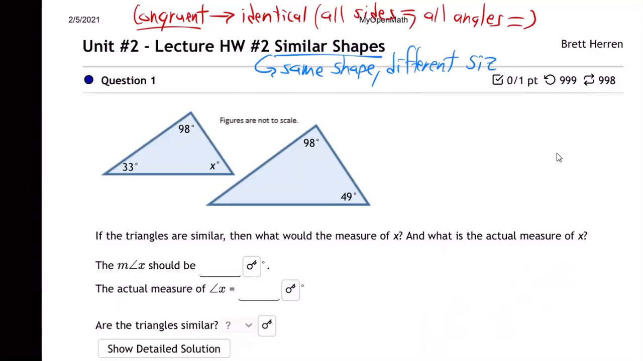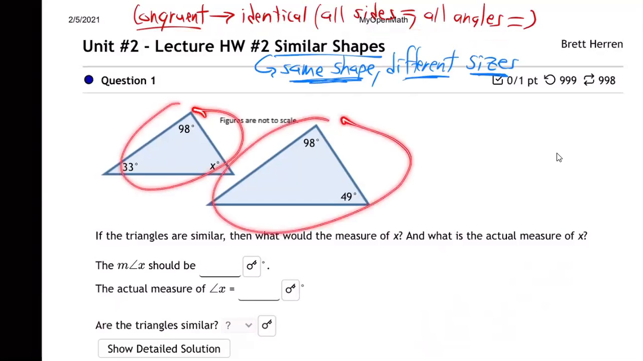different sizes. So similar, today's topic, they're going to have the same shape, but they're different sizes. They're not identical. That was last time. Congruent means identical. Everything's the same. But similar just means, like it says, they're similar. They're the same shape, but they're different sizes. Like these two right here, right?